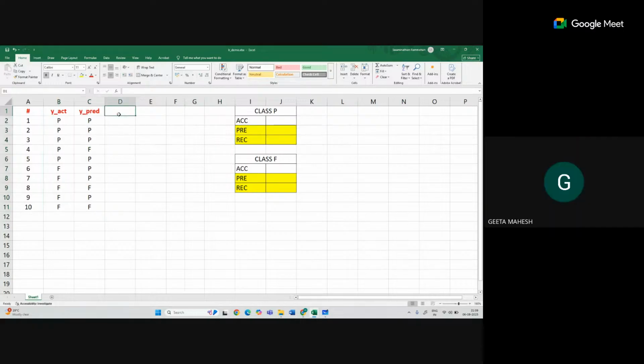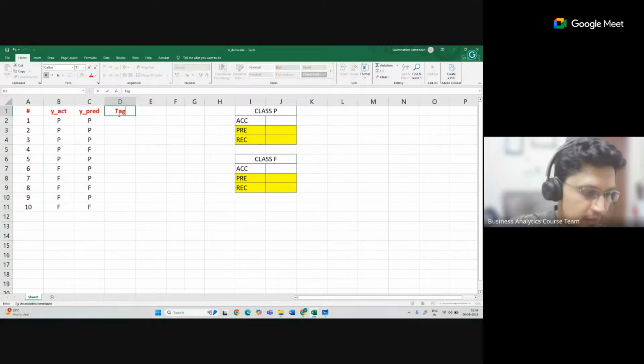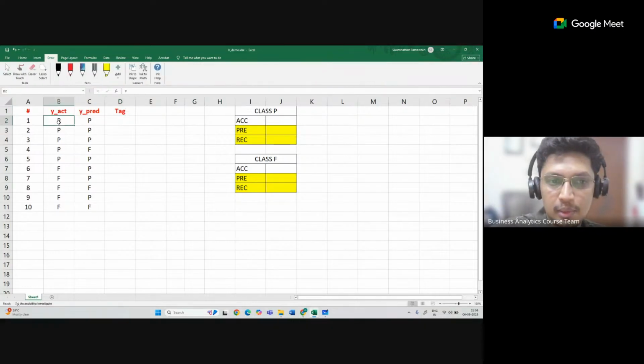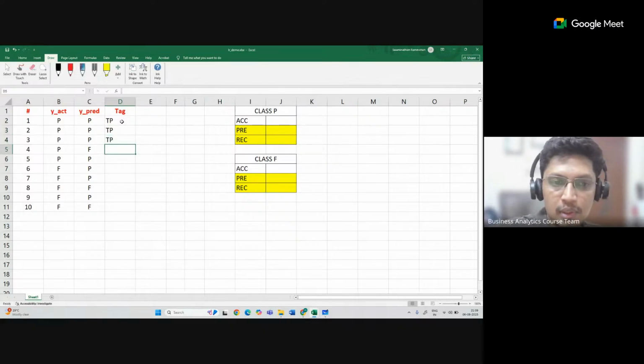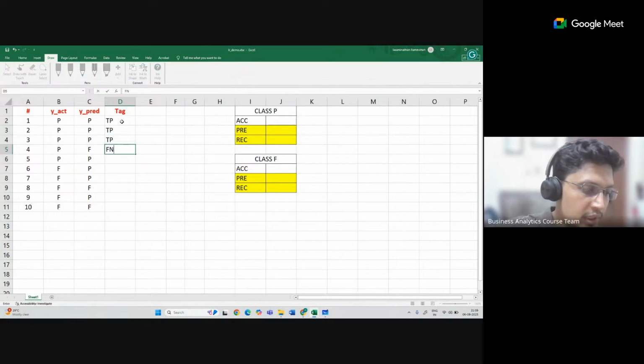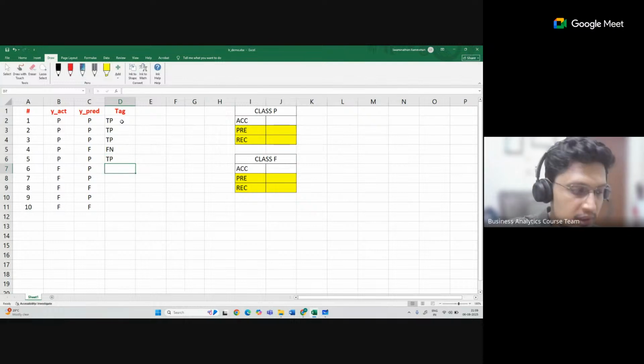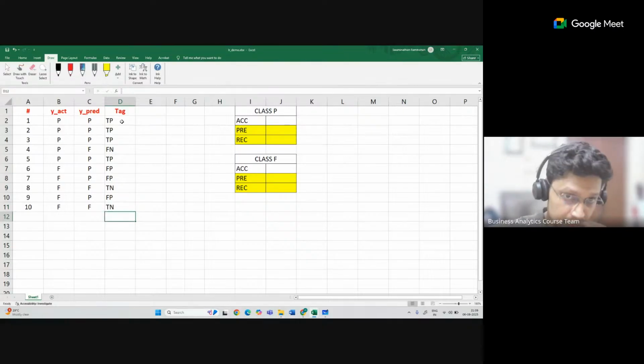How will you do that? We have to find out the true positives, true negatives. Yes, beautiful. So what is this one? Actual is pass, prediction is also pass. It is true positive. What about the next one? True positive. Next one is also true positive. The actual is pass, your prediction is fail. What is this? False negative. Next one is also true positive. Next one is false positive, false positive, true negative, false positive, true negative. Is it correct? Yes, sir.